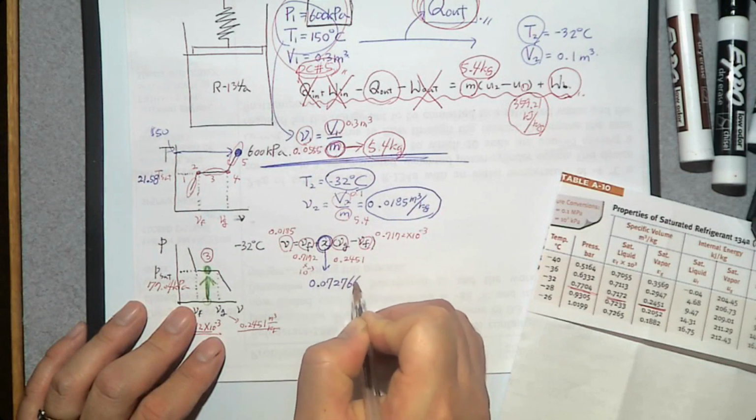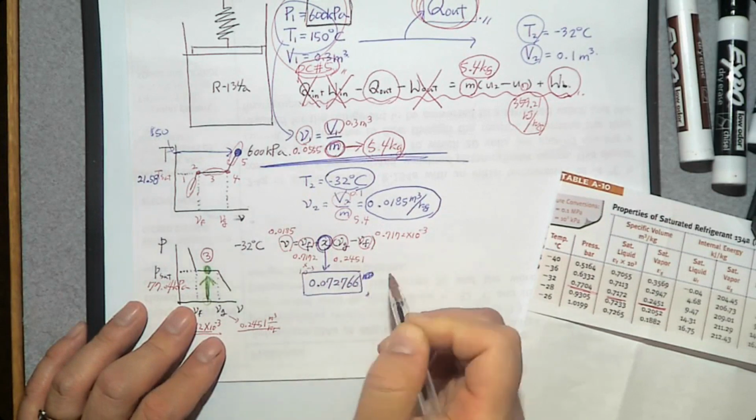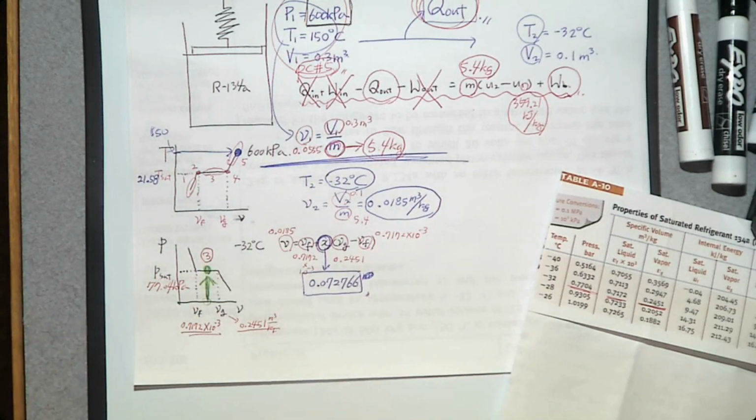6766 cubic meters. I'm sorry, that's a quality X. What is the unit of quality X? No unit, right? It's a ratio between 0 and 1. So about 7% of the mixture is vapor? When it becomes 100%, then it is saturated vapor. If it is 0%, it is a saturated liquid. So the number goes down, it goes close to liquid. Number goes up, it goes close to vapor.